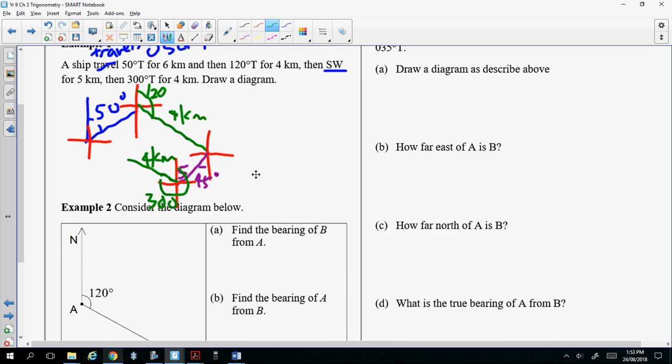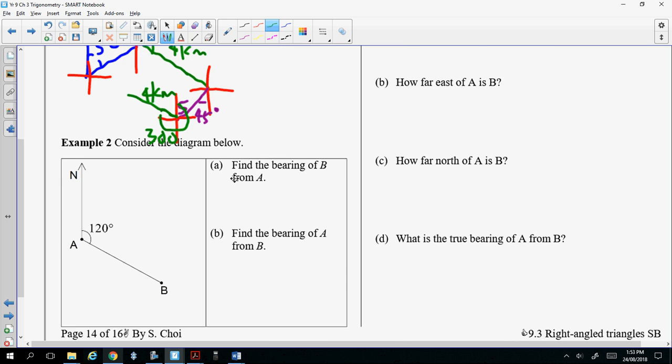Let's move on to example 2. It says, find the bearing of B from A. B from A means that you draw the cross at A. When they say from, that's where you draw the cross. Then you go 120 degrees. And how about the other one? Bearing of A from B. You draw a cross at B, you go around.